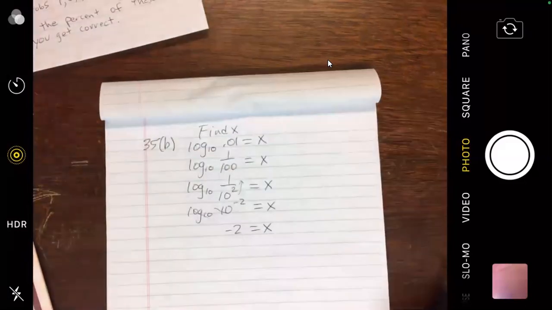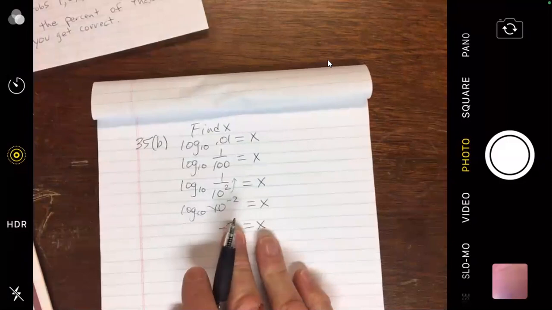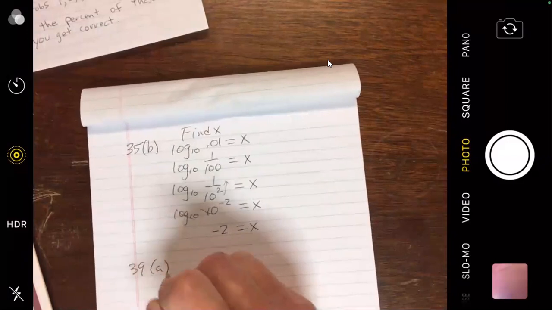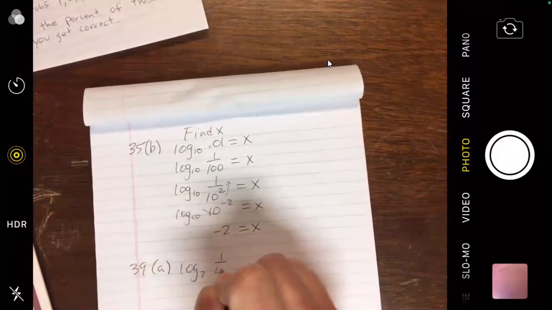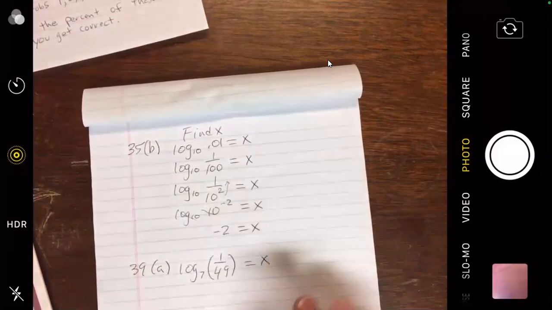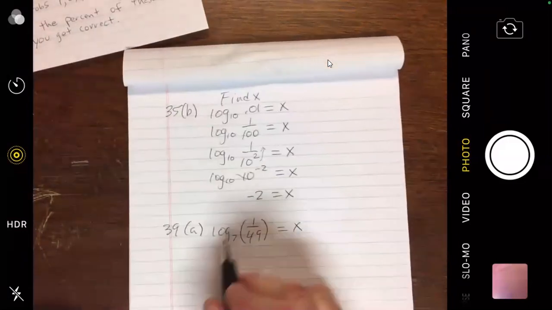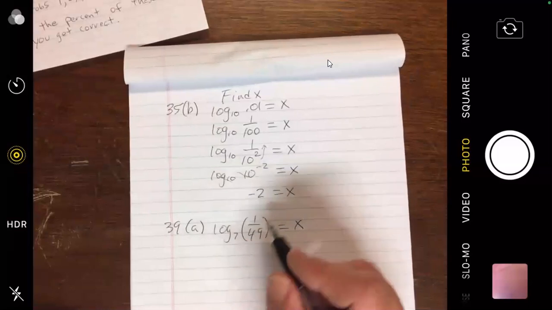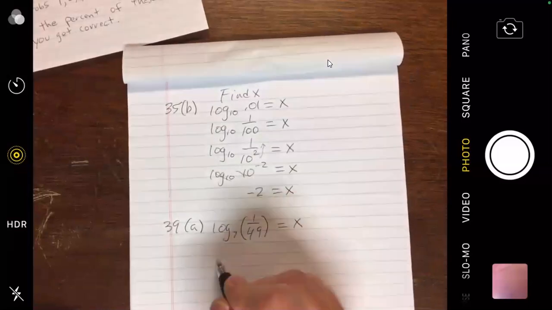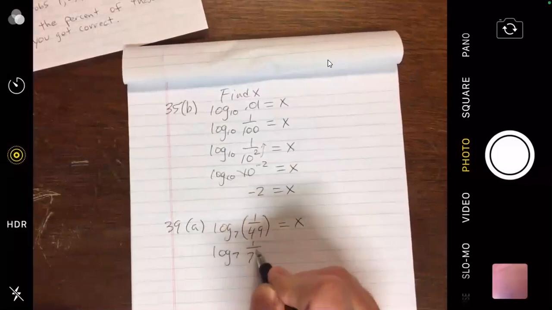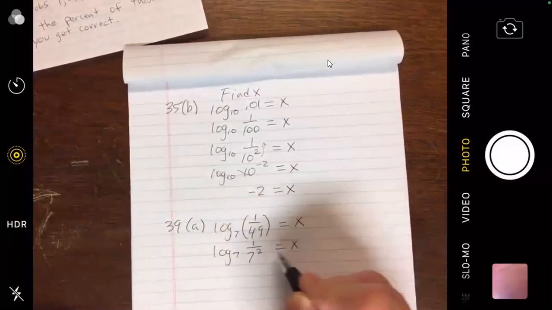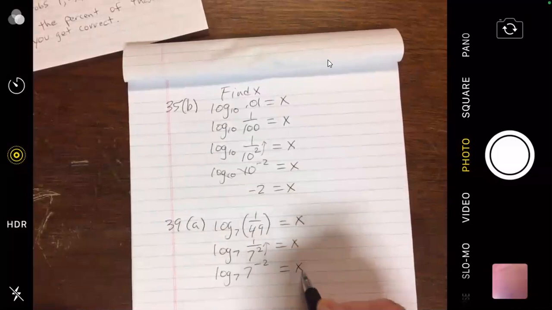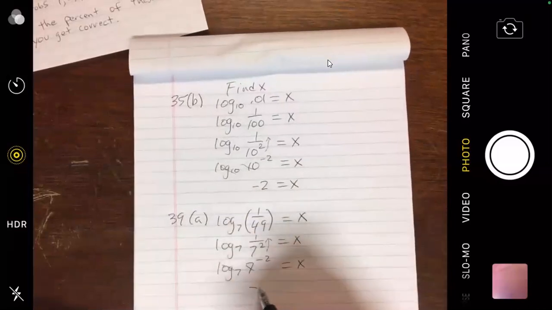Okay, try a couple more here. How about 39, Part A? Log base 7 of 1 over 49 equals x. We are doing 4-4 this week, so I can show you how to punch this, but until I hit 4-4, I can't punch it at this moment. Same idea, 49 is a square, it's 7 squared. 1 over 7 squared equals x. This becomes log base 7 of 7 to the negative 2. And this would also equal negative 2.